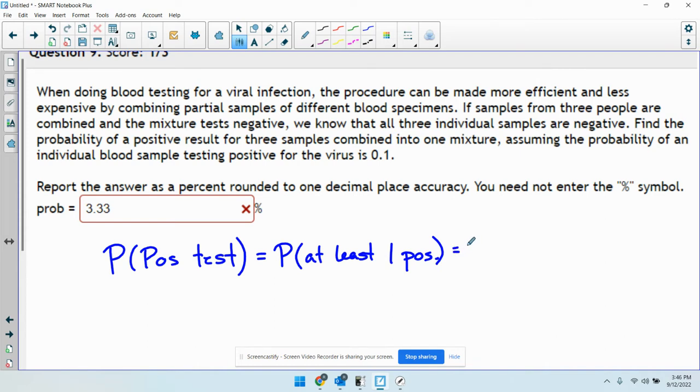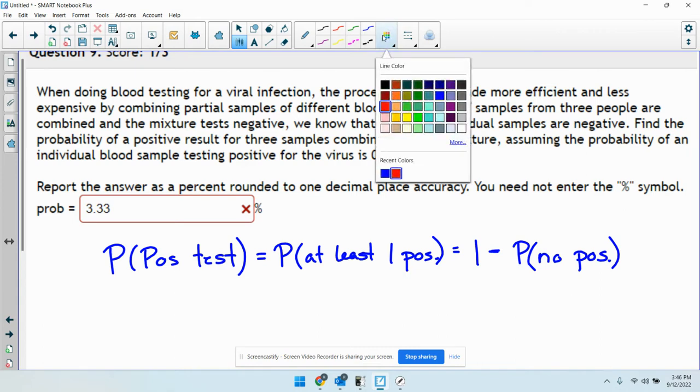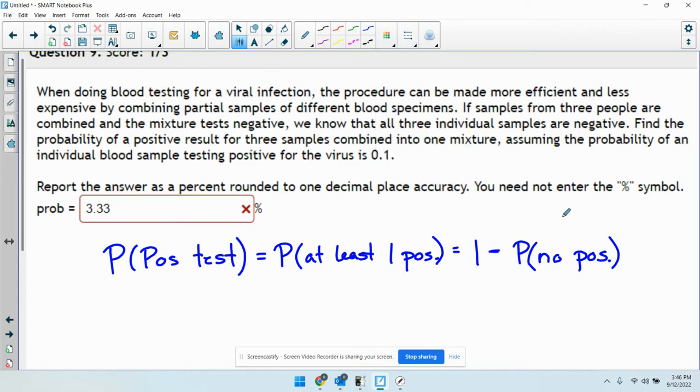So it's kind of a pain to find the probability of 1 positive or 2 positive specimens or 3 positive specimens. So instead, I'm going to find the only other option, which is the probability of no positive, or all negative. You can look at it that way. No positive specimens, and subtract that from 1. So what are the chances of no positive specimens?